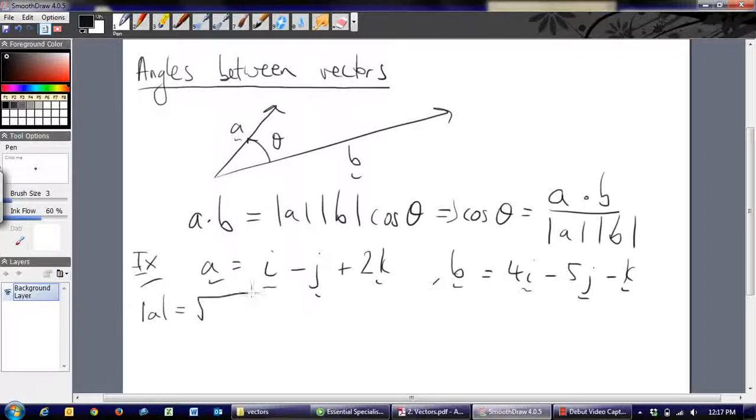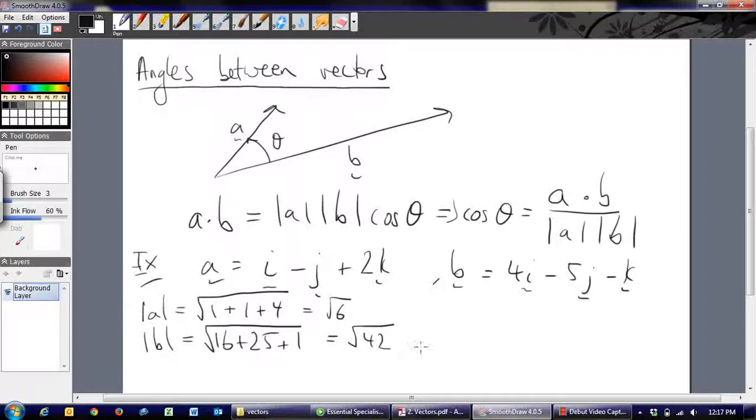So magnitude of A will be equal to the square root of 1 plus 1 plus 4, so that's equal to the square root of 6. The magnitude of B is equal to the square root of 16 plus 25 plus 1. So what's that? 26 plus 16, 42. So root 42. Can that be simplified? No.